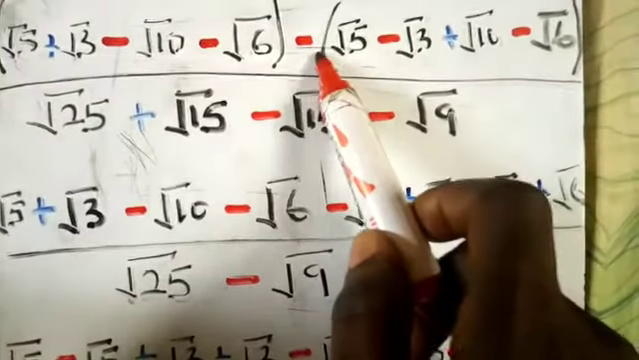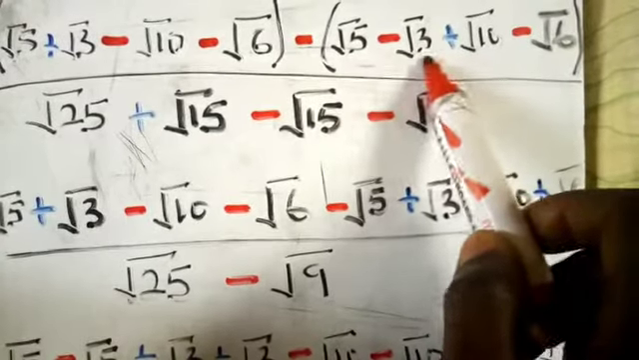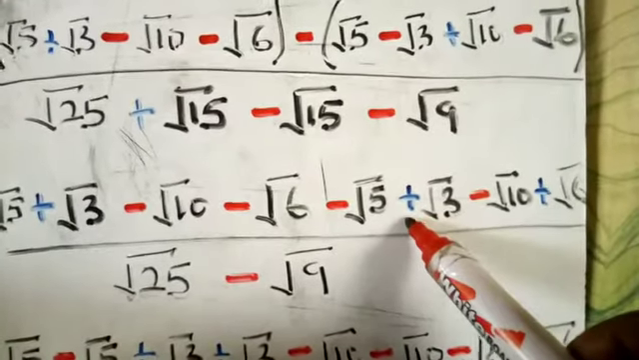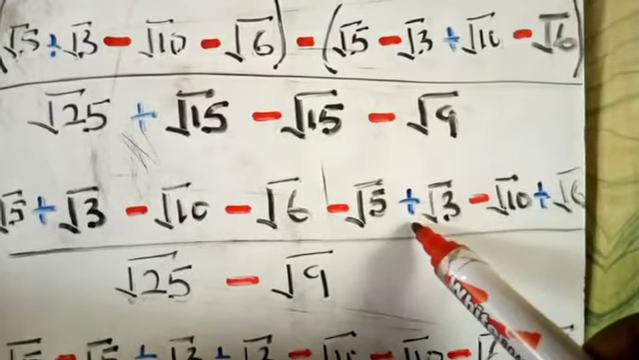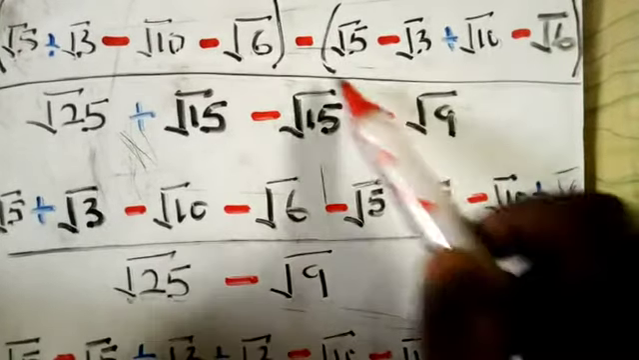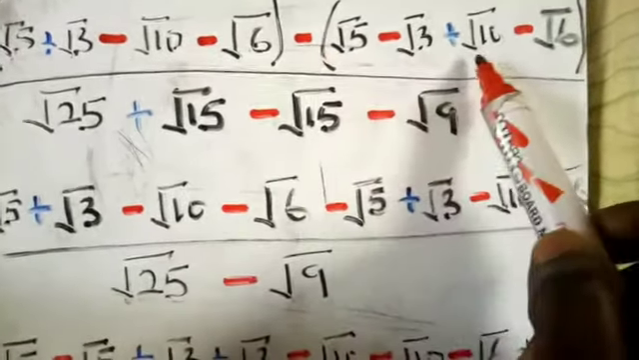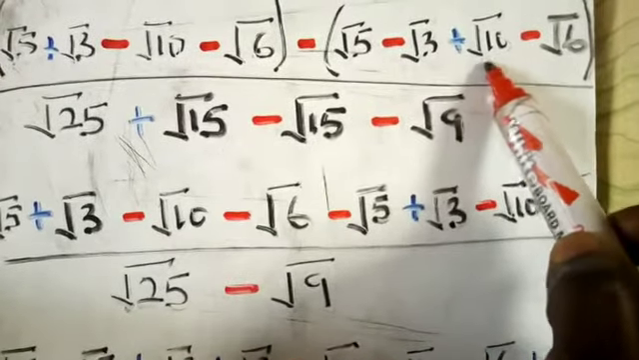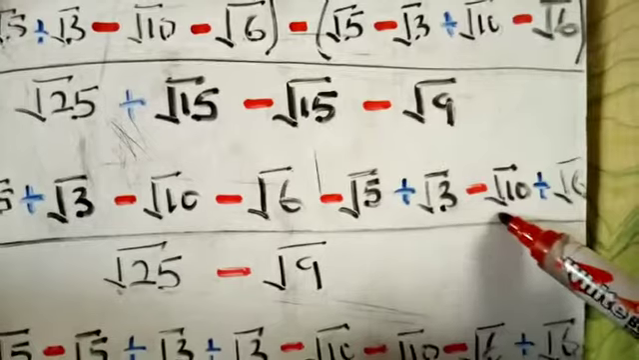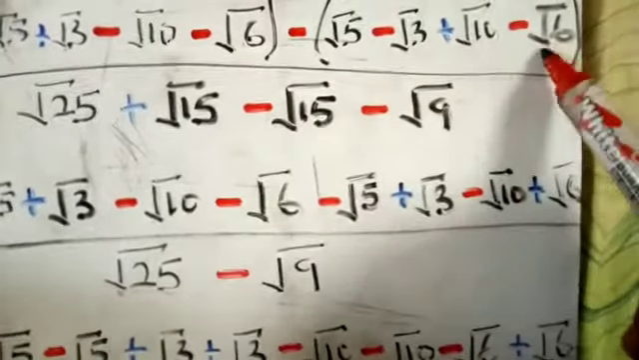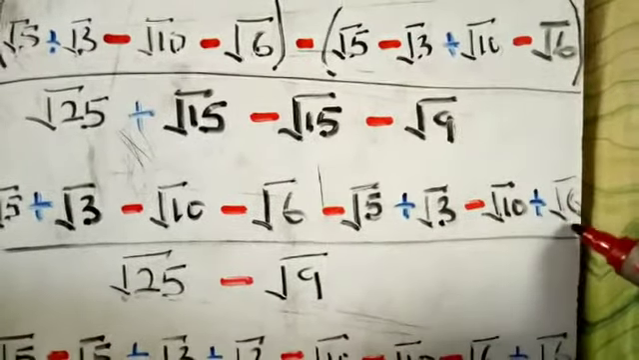And then minus 1 times minus root 3. That one turns to a positive. And this is where you need to pay close attention over here. Is that okay? So here will be positive root 3. And then minus 1 times positive root 10. That one gives me a minus root 10. And then the final part will be a positive root 6.